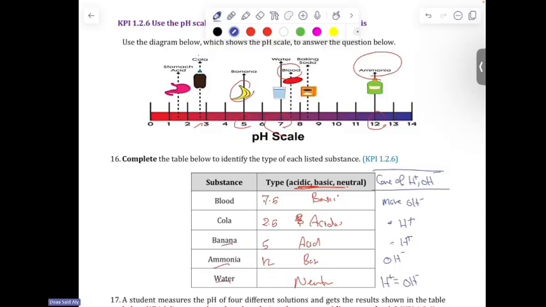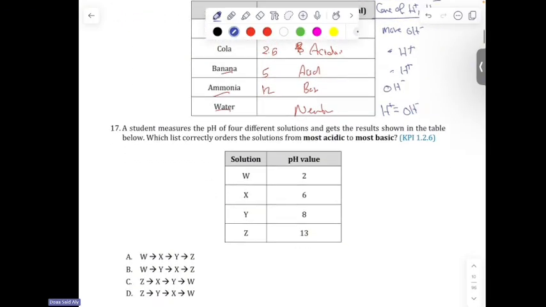Which one has the greatest or more hydrogen, ammonia or baking soda? Of course, the ammonia. Okay. Here, a student measures the pH of 4 different solutions and they get the results shown in the table below.